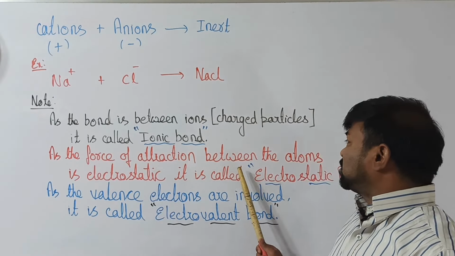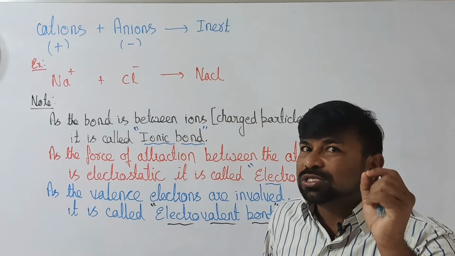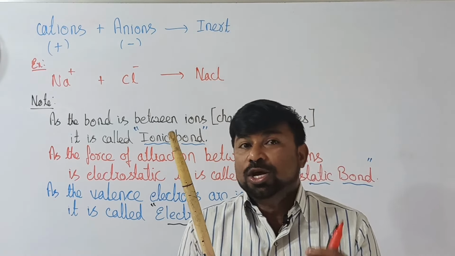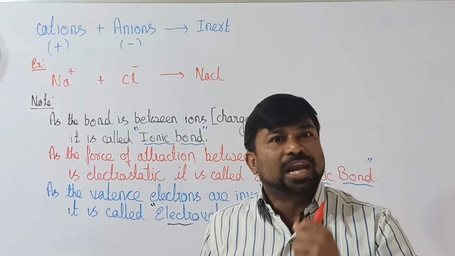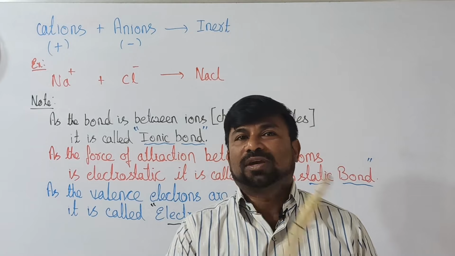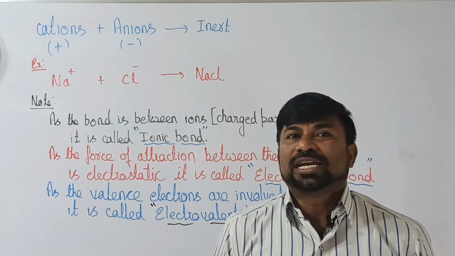As the force of attraction between the atoms is electrostatic. What is the kind of force present? If you ask the question, what is the force which is pulling them together, it is nothing but electrostatic. As it is electrostatic, we can call the ionic bond an electrostatic bond also.